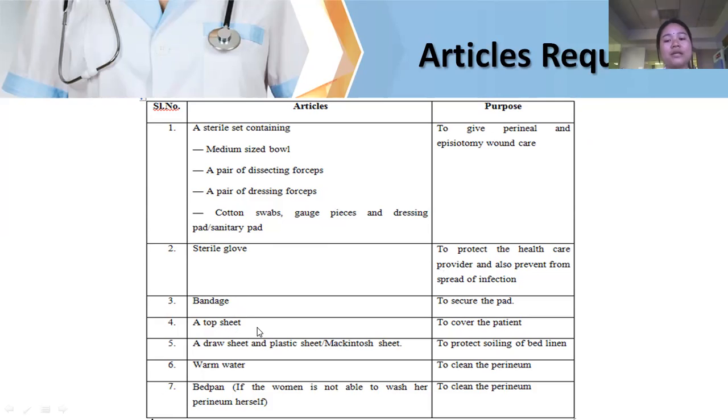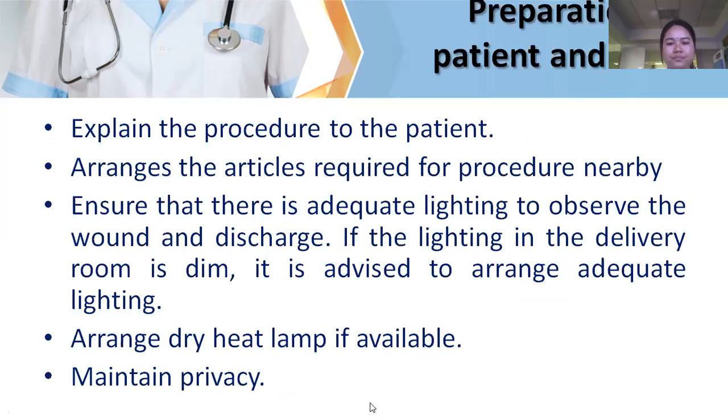Next is a top sheet to cover the patient, a draw sheet and a plastic sheet, or in case we have a Mackintosh, then we can use it. This is to protect the soiling of the bed linen. Next, we should have warm water in order to clean the perineum. Then a bedpan, in case the woman is not able to perform the perineal care herself.